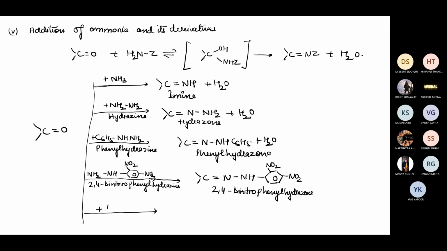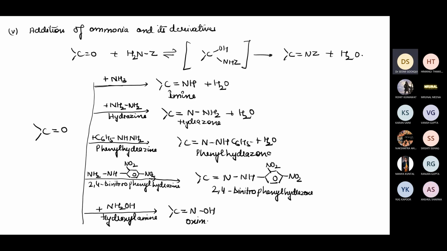Next one, NH2OH. NH2OH का नेम होता है हाइड्रोक्सिल amine. So it is going to give this. It is called an oxime plus H2O. So have you noted up to here? Did everyone note it down up to here? Yes, ma'am. Yes, ma'am.